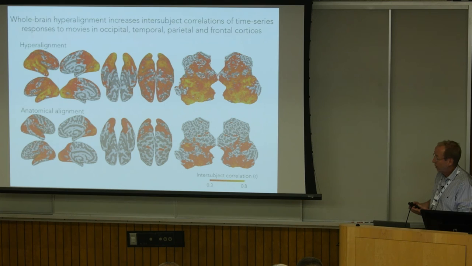So this shows the correlations between subjects for the time series responses to the movie. And this pattern looks exactly like what Uri Hasson reported in his groundbreaking studies using movies as stimuli, with the strongest correlations in visual cortex, lateral temporal cortex, ventral temporal cortex, et cetera. After hyperalignment, the correlations are about twice as strong. That means they're accounting for four times more shared variance across subjects. And it's in the same areas, but now we're finding significant correlations also in lateral prefrontal cortex and medial parietal cortex.